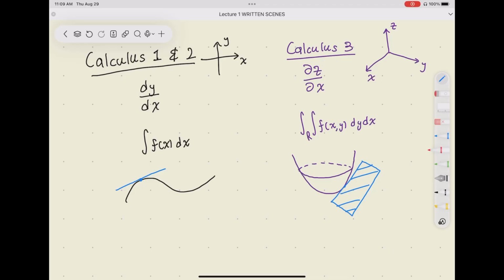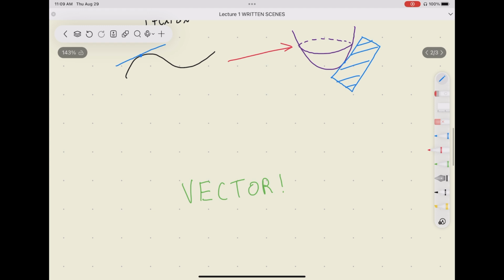The essence of this class is simple. We take everything we learned in Calculus 1 and 2 and redefine it in 3 dimensions, hence multivariable calculus. Although this sounds easy, what we find is that with the extra dimension, we introduce a lot more complexity. And to deal with this added complexity, we need vectors.